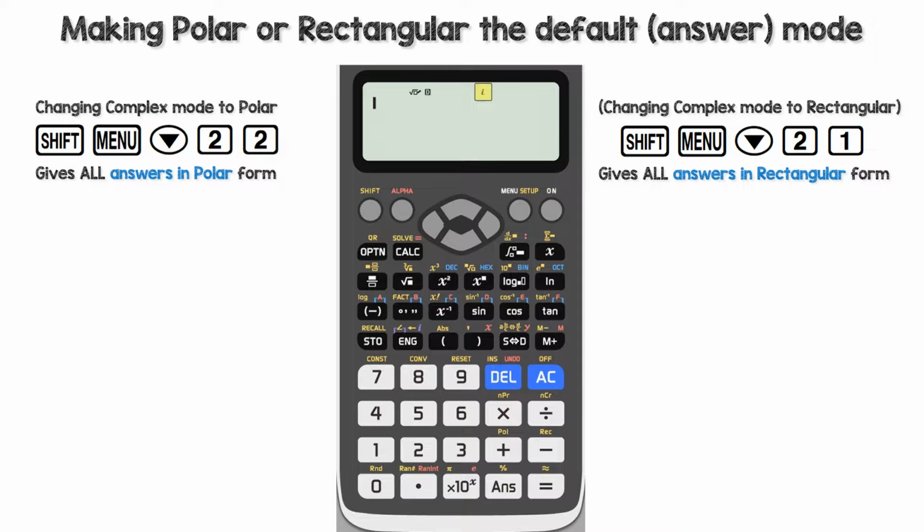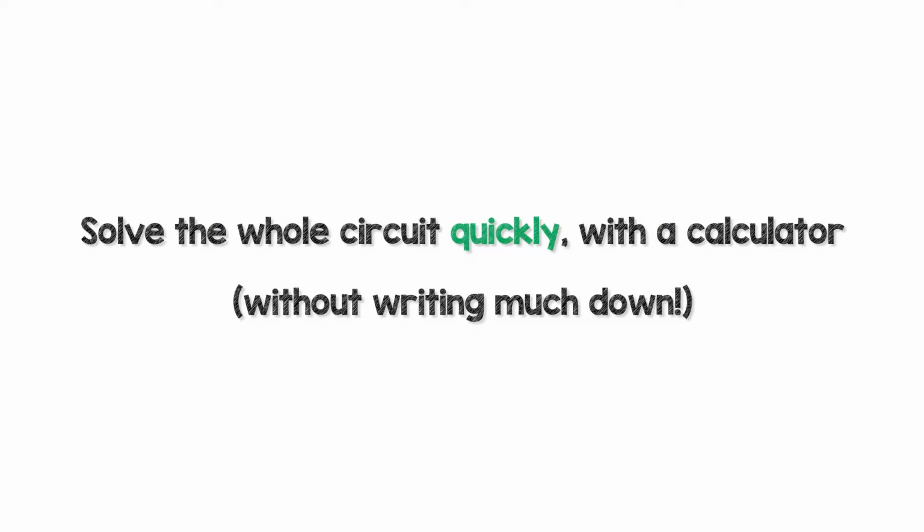And just to start with, this is how you can make polar or rectangular the default answer mode, if you like, on your Casio calculator, as long as it's a calculator that has the complex numbers mode. This is how you change your default between polar and rectangular. So we're going to solve the whole circuit quickly with a calculator without writing much down.